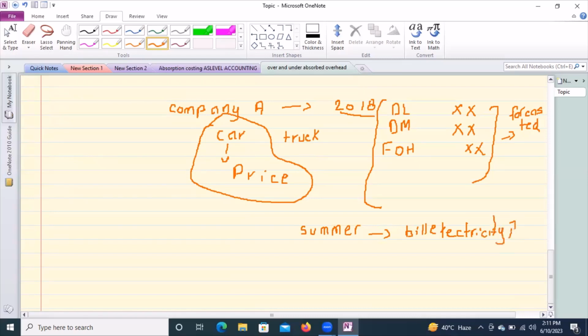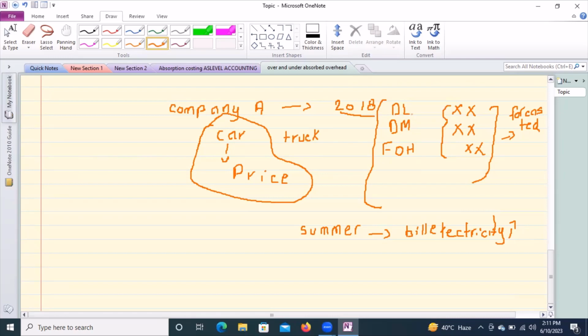Okay, so we don't know that after 1 month, maybe we will have 1 lakh amount of electricity bill, maybe more than this. So how do we know this? For that reason, companies forecast all these amounts. Okay, I think you got my point. So that is why they forecast all these amounts, because these amounts basically fluctuate with the passage of time.